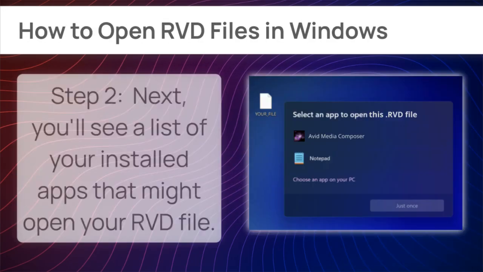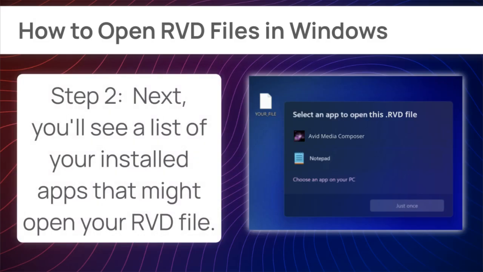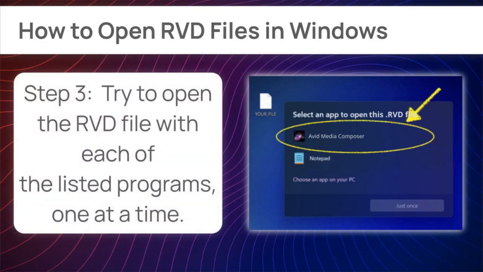Right-click the RVD file and choose Open With. Use Avid Media Composer first. If it's absent, select another program. This systematic test sequence is essential.